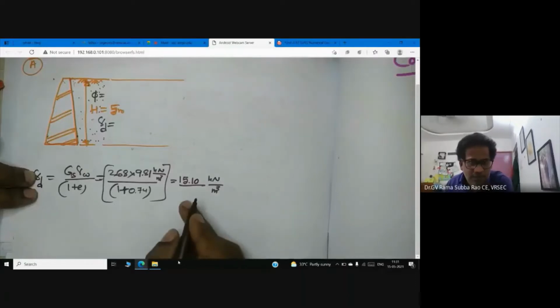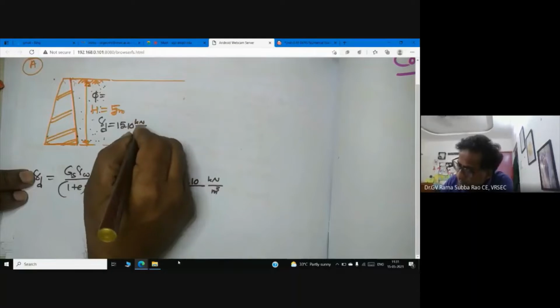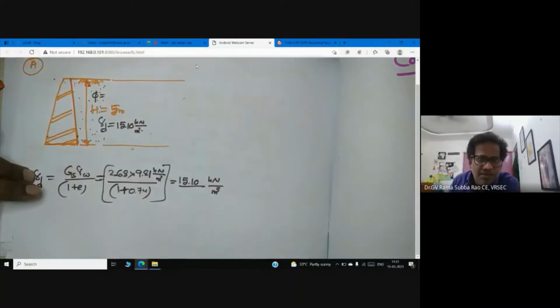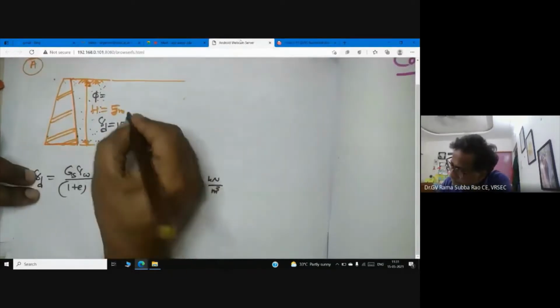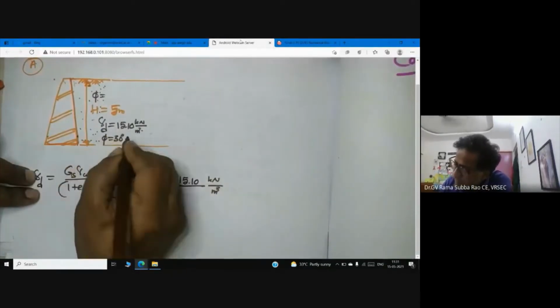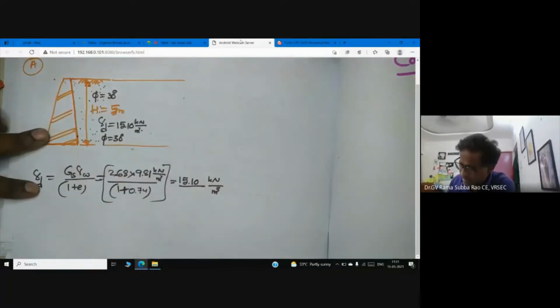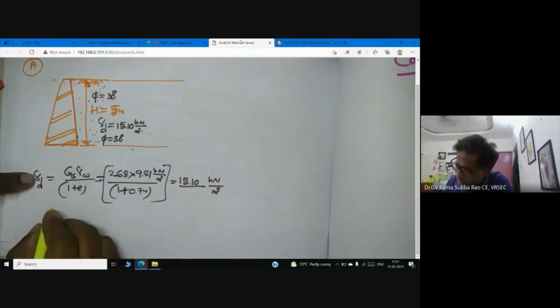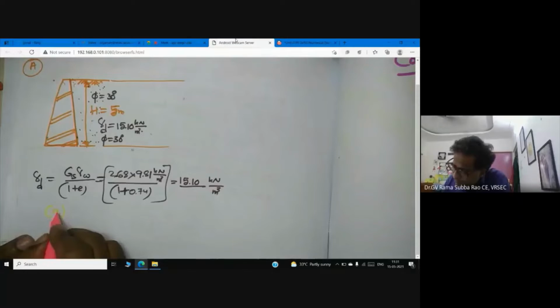Now let us proceed. Gamma d is with me: 15.10. Now phi is given. How much is it? Phi is 30. Now let us answer the question. We need to calculate initially, we concentrate on active earth pressure.